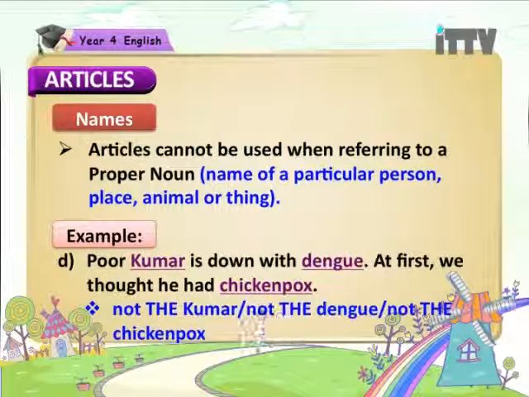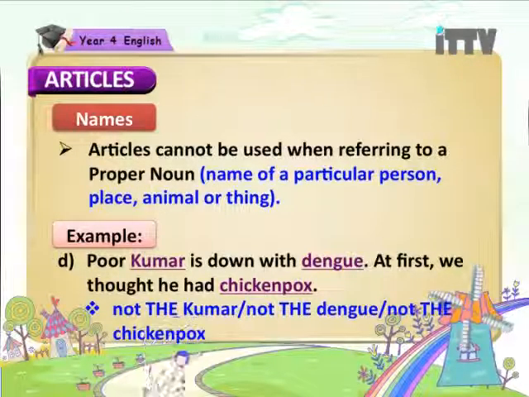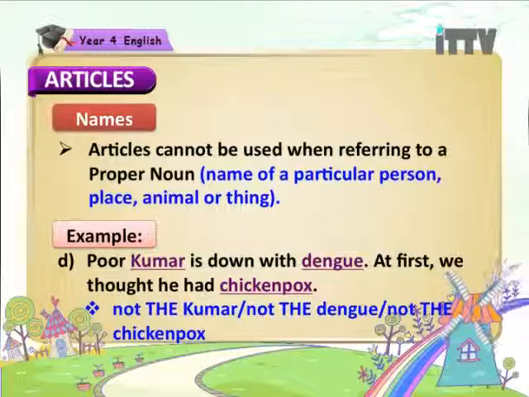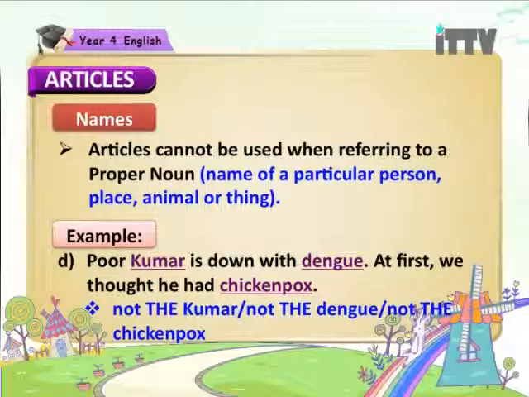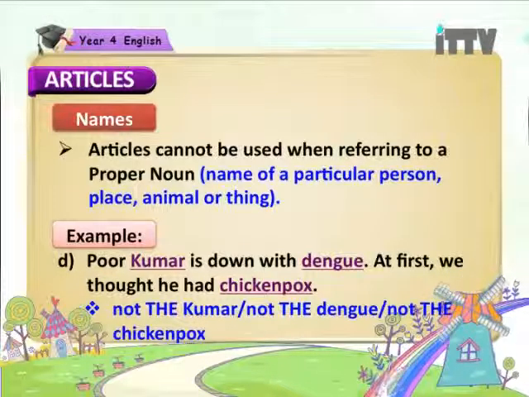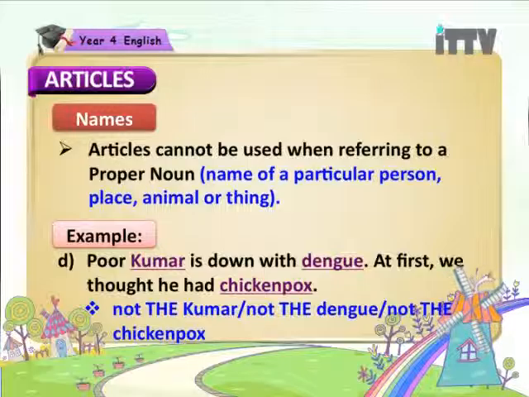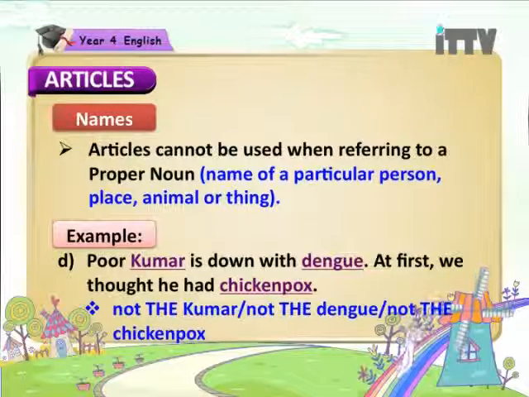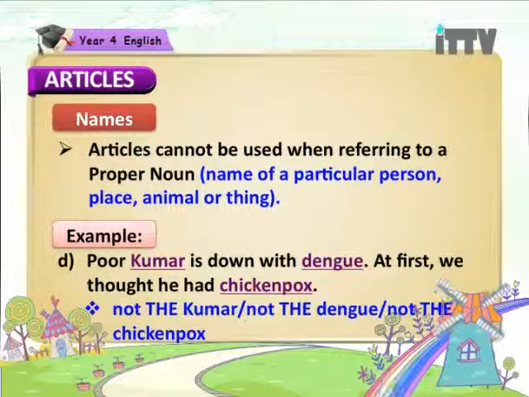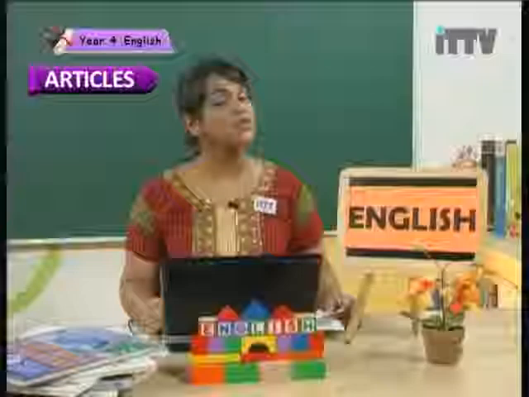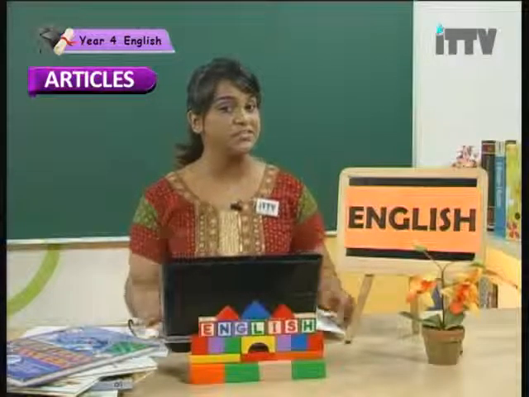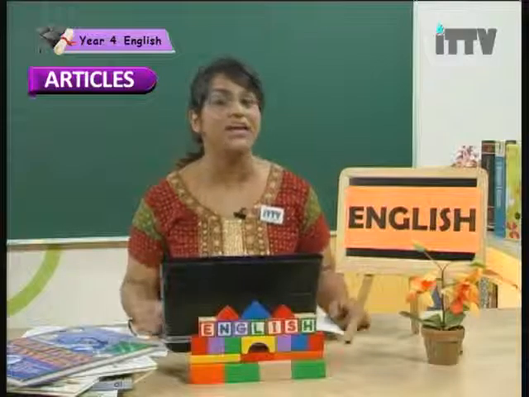Poor Kuma is down with dengue. At first we thought he had chicken pox. Now this is the correct way of saying this sentence. It is wrong if you say it this way: The Kuma is down with the dengue. At first we thought he had the chicken pox. Now that is the wrong way of saying it. Alright students, information for you to keep and store in your head for use in the future.